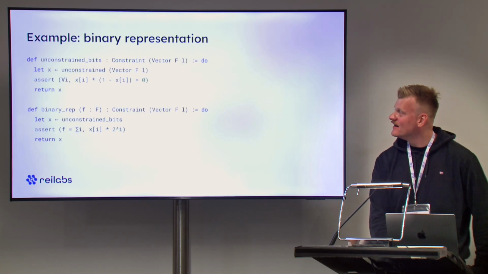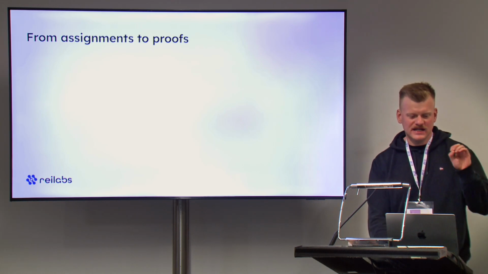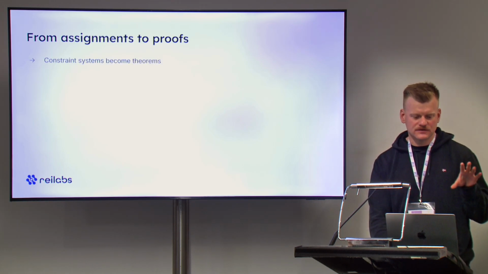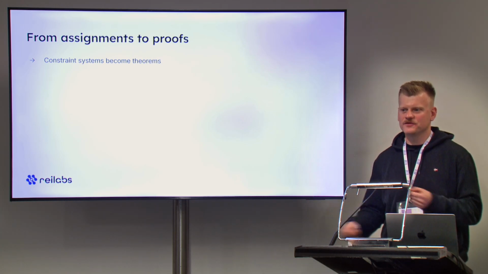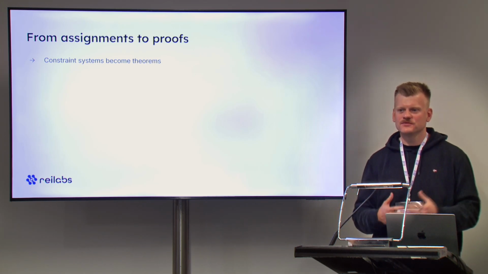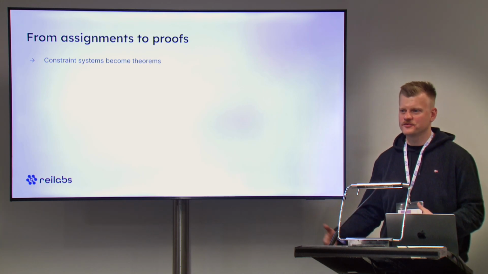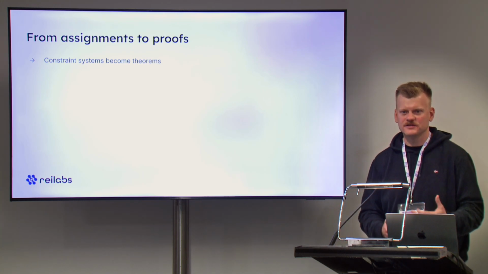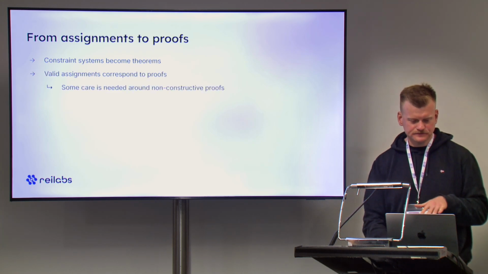So we now have this. Let's now see how assignments to this circuit correspond to proofs. So our constraint systems became theorems or propositions. They become logical statements. Now, what does it mean to assign a circuit? It means to come up with a proof for that logical proposition for a particular set of inputs. So assignments will give rise to proofs.